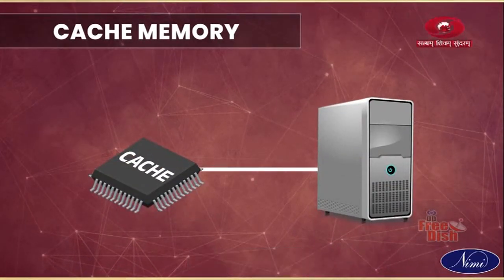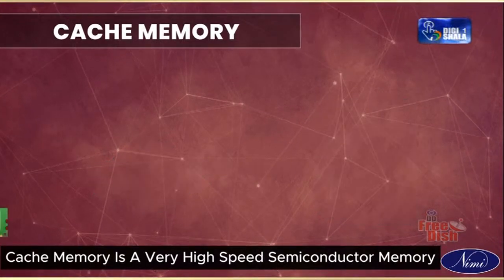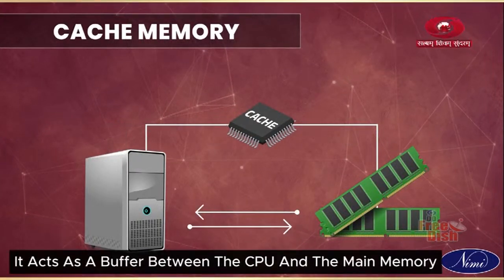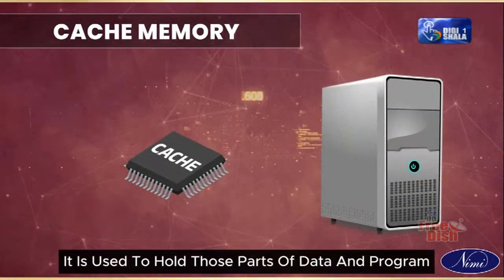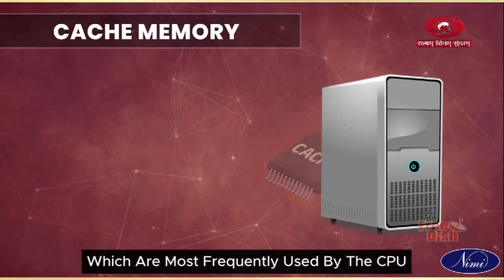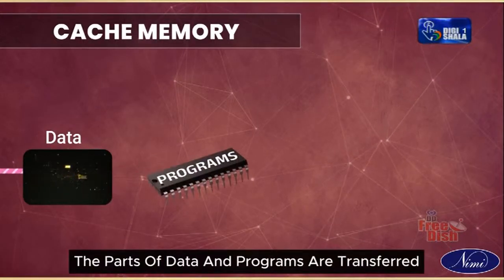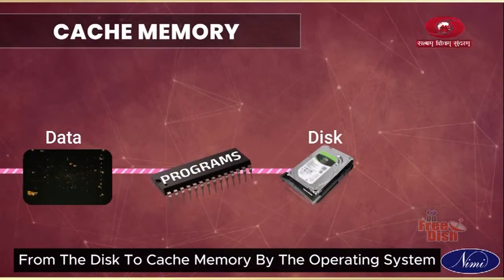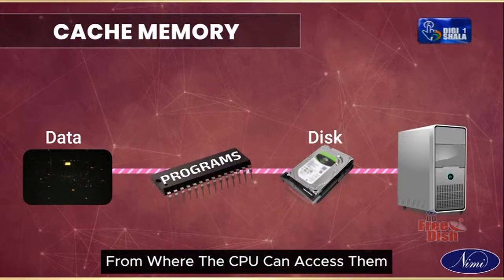Cache memory. Cache memory is a very high-speed semiconductor memory which can speed up the CPU. It acts as a buffer between the CPU and the main memory. It is used to hold those parts of data and program which are most frequently used by the CPU. The parts of data and programs are transferred from the disk to cache memory by the operating system, from where the CPU can access them.